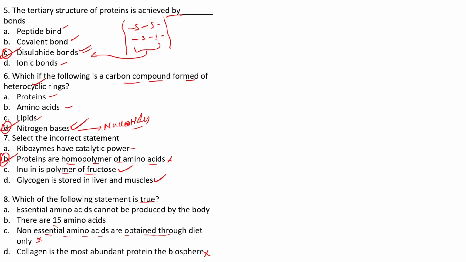And there are 15 amino acids, and we know that there are actually 20 amino acids. Hence this statement is also wrong. And the first statement, as they say, essential amino acids cannot be produced by the body. Exactly, hence we get them through the diet or the nutrition we consume. Hence A is our right answer for this particular question.